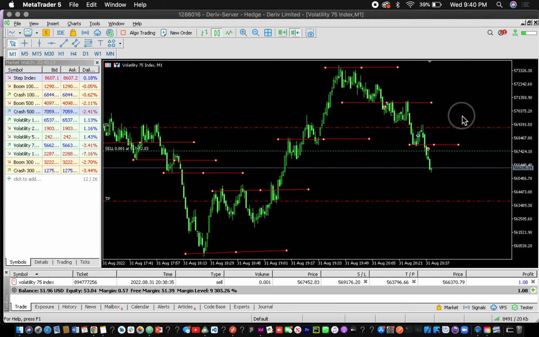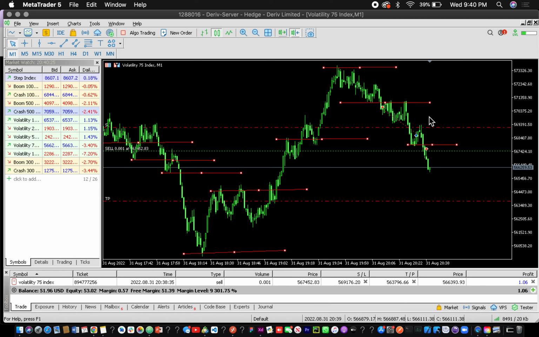So again, guys, this is a very good strategy that you could use to grow your volatility index account. It's actually a very good strategy.